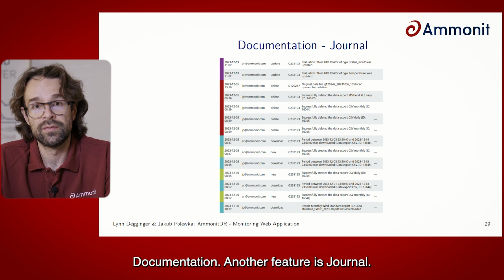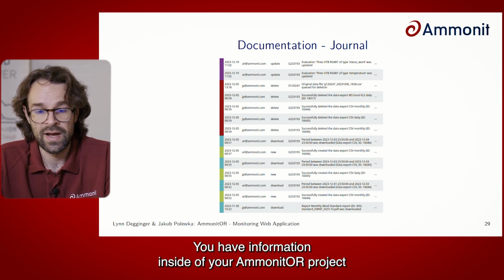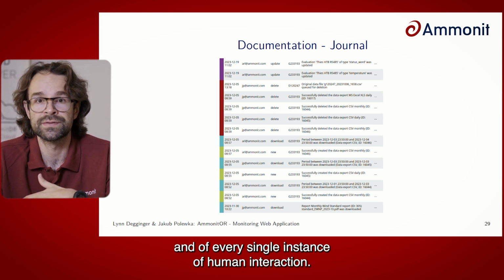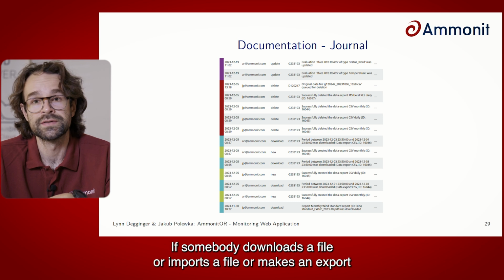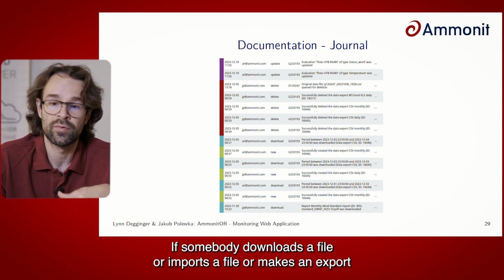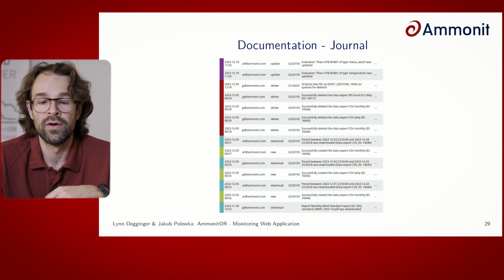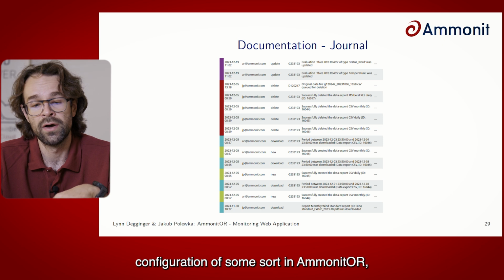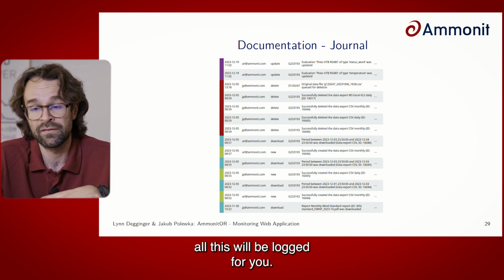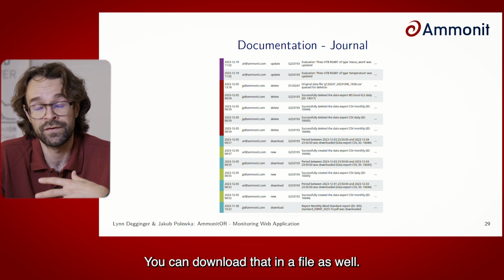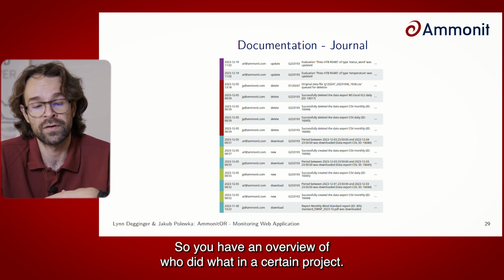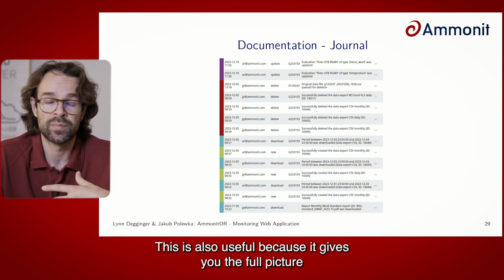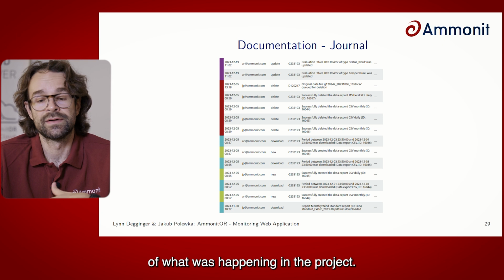Okay, documentation. Another feature is the journal. You have information inside your AmmonitOR project of every single instance of human interaction. If somebody downloads a file, imports a file, makes an export, clicks around, or adds user configuration of some sort in AmmonitOR, all this will be logged for you. You can download that in a file as well. So you have an overview of who did what in a certain project. That is also useful because it gives you the full picture of what was happening in the project.